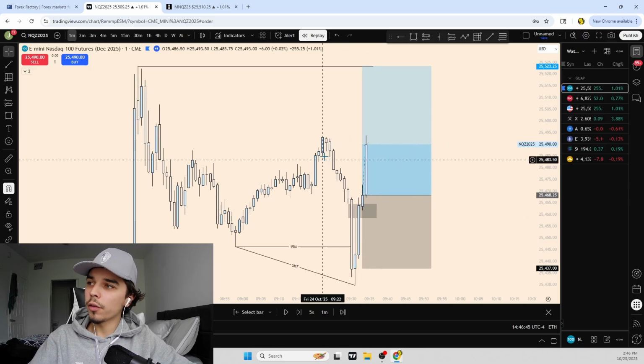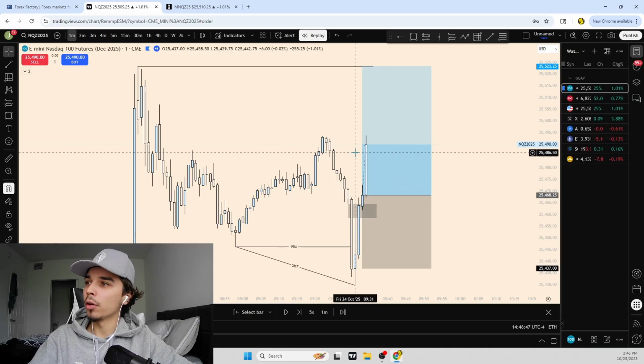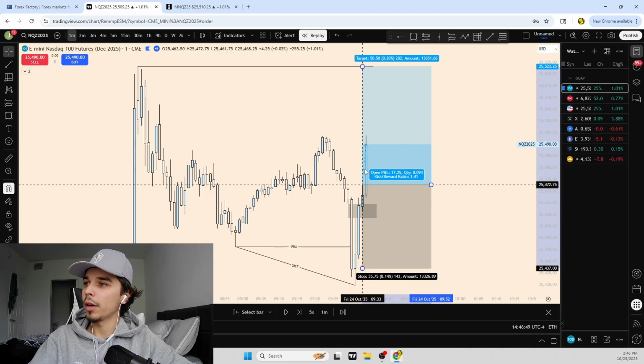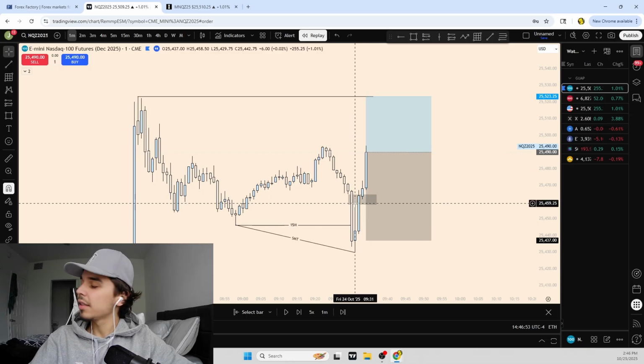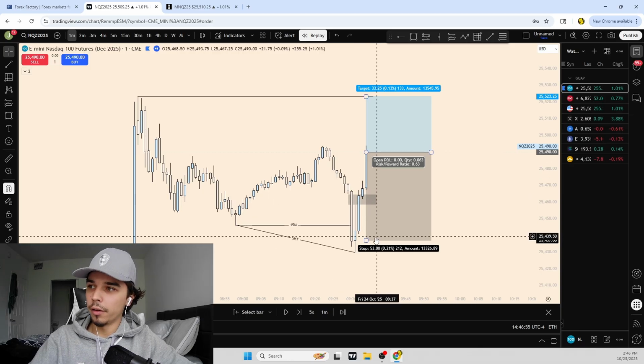Or if I was waiting for all these fair value gaps to get inversed and I didn't enter until this candle right here, say my entry is this candle right here, and let's see how there is an unfilled 1 minute fair value gap right here.